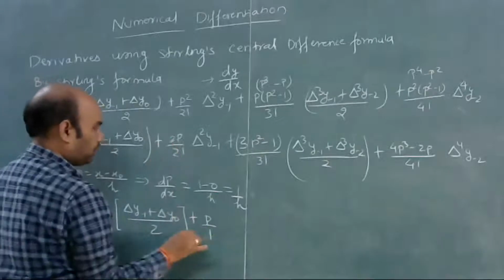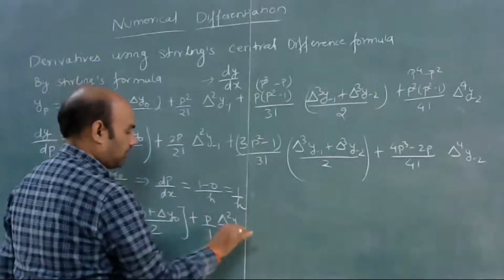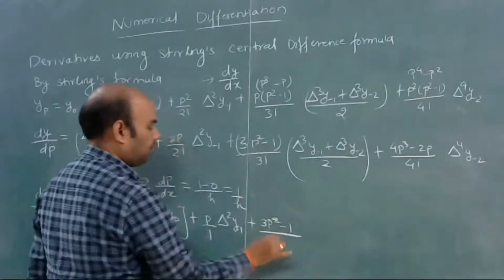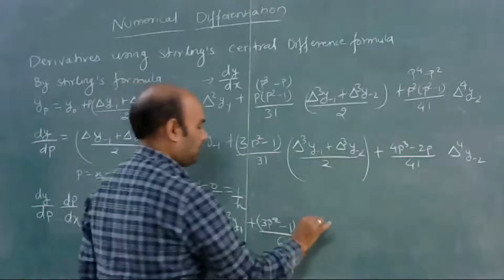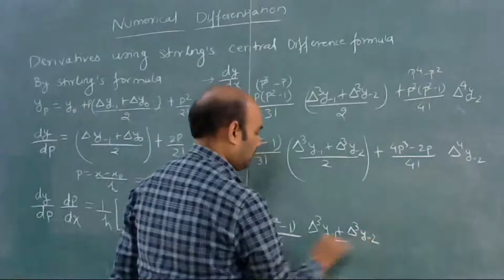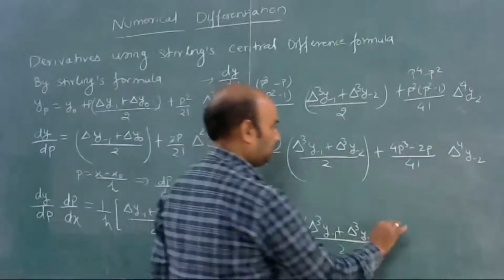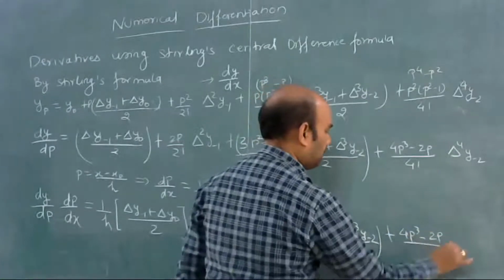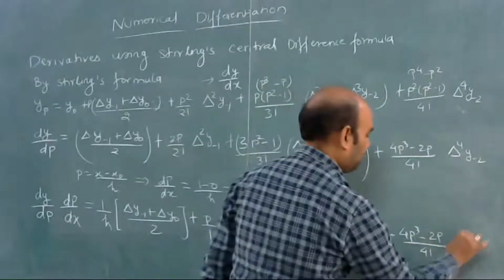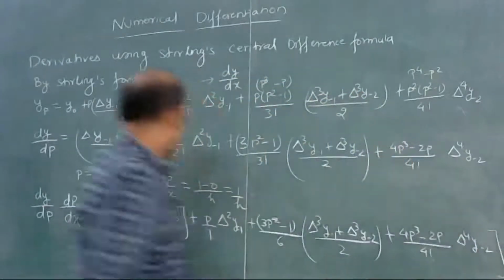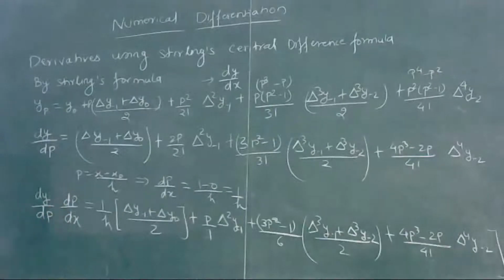p by 1, Δ²y₋₁, plus 3p² by factorial 3 which is 6, Δ³y₋₁ plus Δ³y₋₂, plus p³ divided by factorial 4, Δ⁴y₋₁. So dp will be cancelled out, so you will get dy/dx.